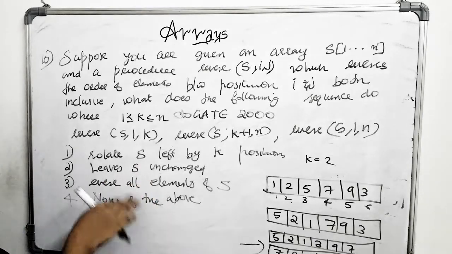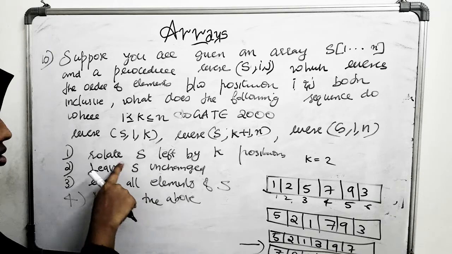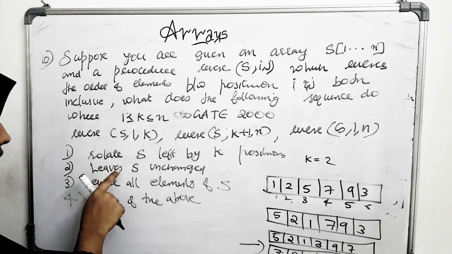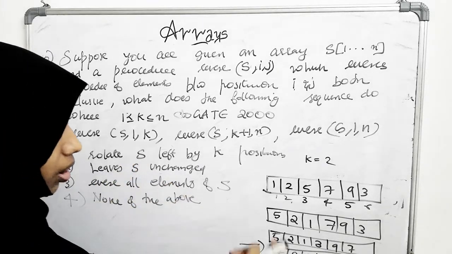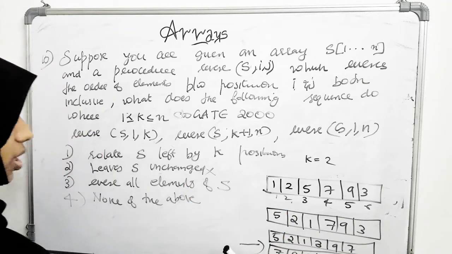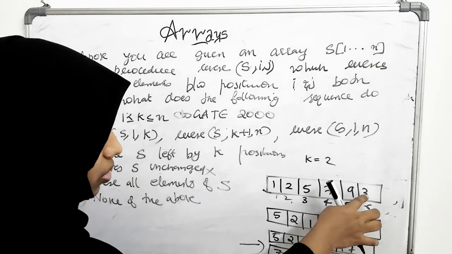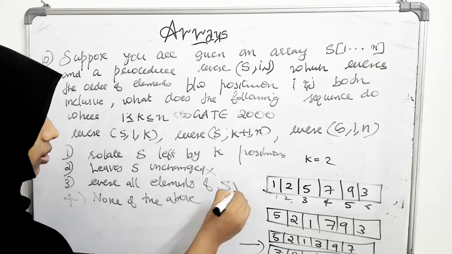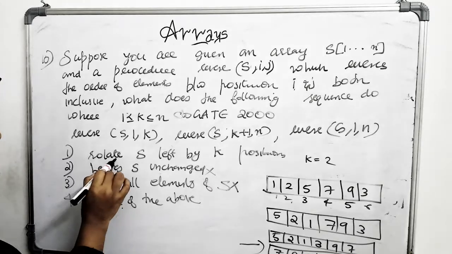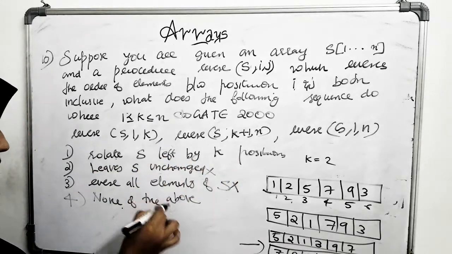So we have to check which of these options it matches. One option is that it leaves S unchanged, which is easy to verify, and that is definitely not the answer because it has changed. Reverse all elements of S: if it were reversing all the elements, 3 should be the first one. So that is not the option. Now there are the two other options: none of the above, and rotate S left by k positions.